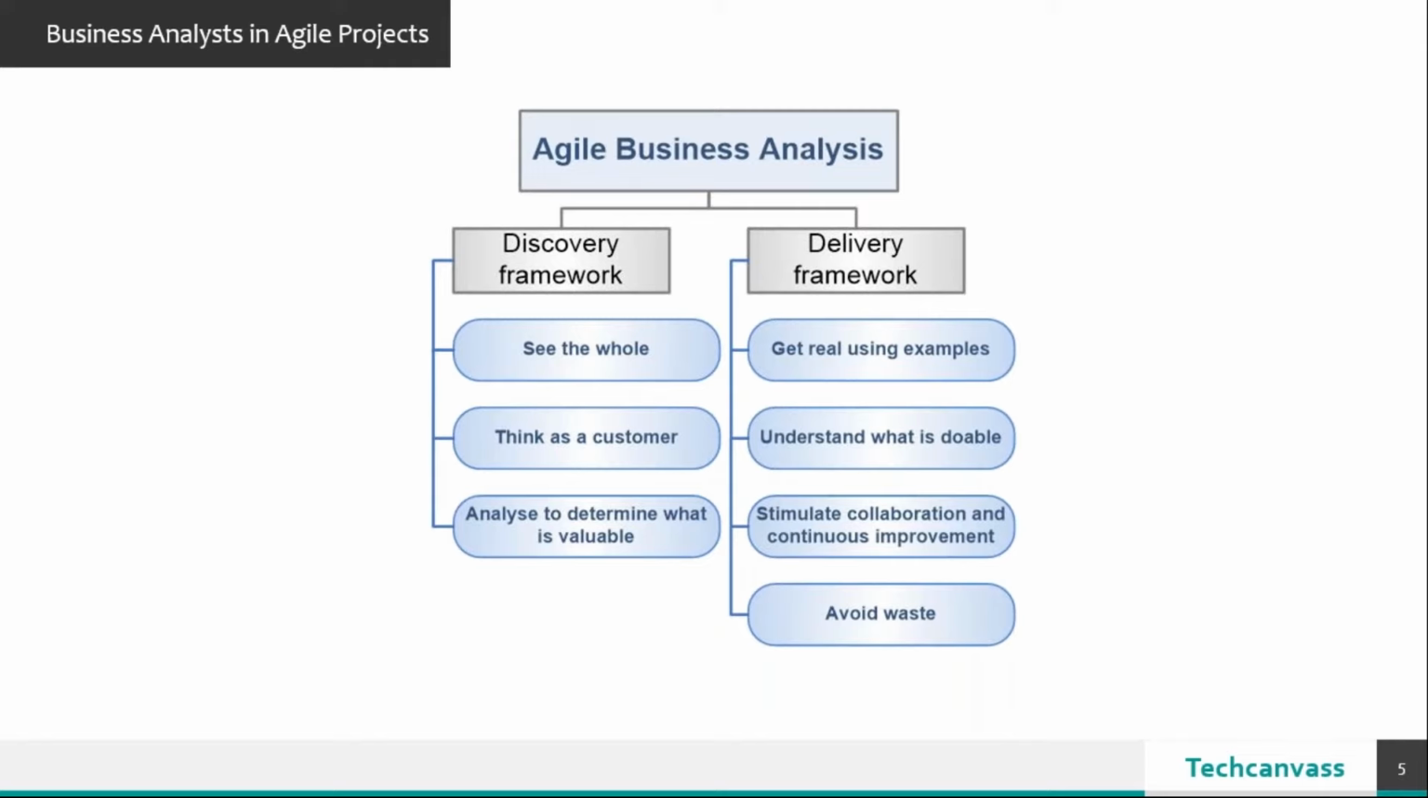The second important principle is you understand what is doable. Since you as a business analyst know your team much more than anybody else, you know what your team is capable of. You know what your current team structure is capable of delivering. Based on that, you understand what is doable.